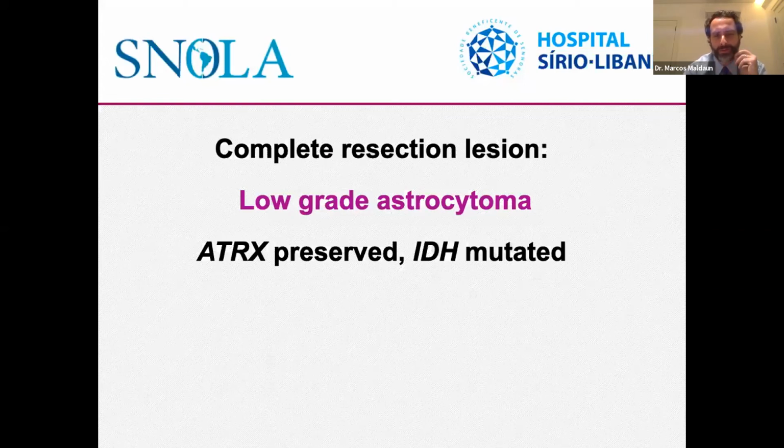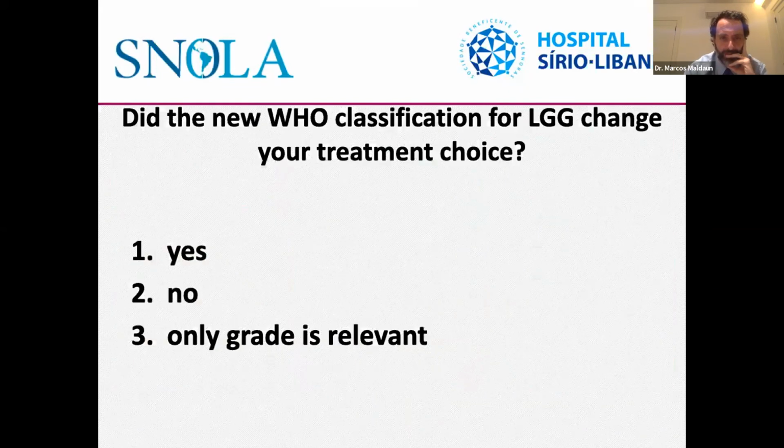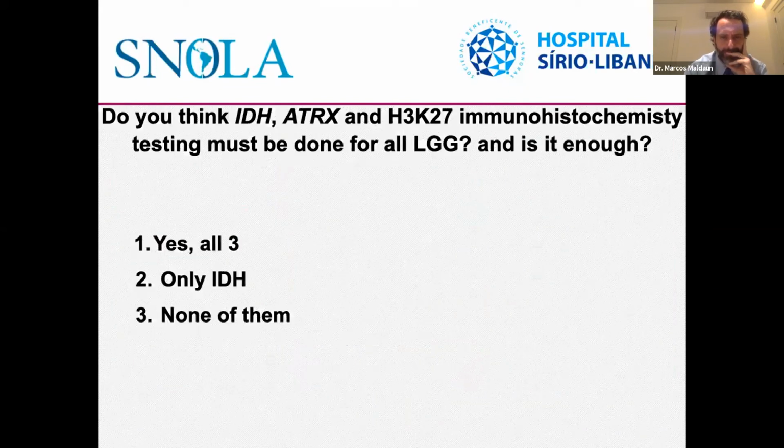So we complete the resection, and this is a low-grade astrocytoma, IDH mutated one. I'm going to skip this. And do you believe that IDH, ATRX, and histone immunohistochemistry is enough and should be done for all low-grade gliomas? Vinay or Dr. Ballester? I wonder if he's still with us. I don't know if Leo is still on.